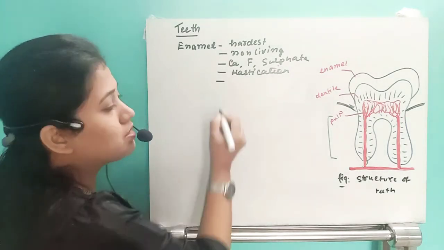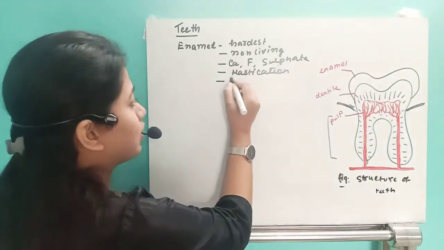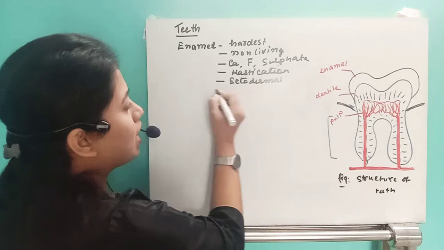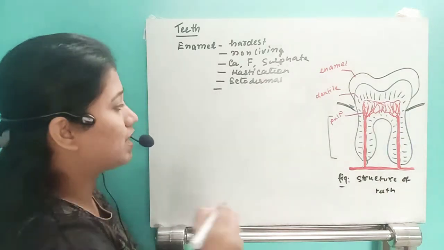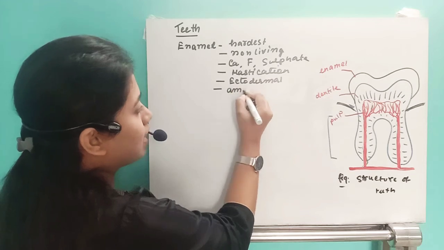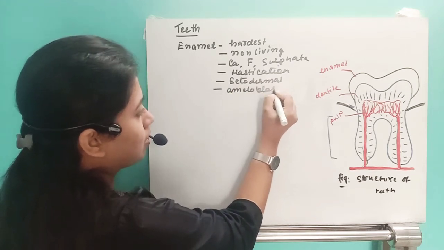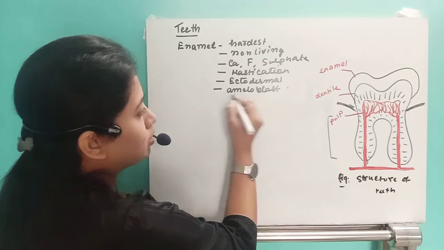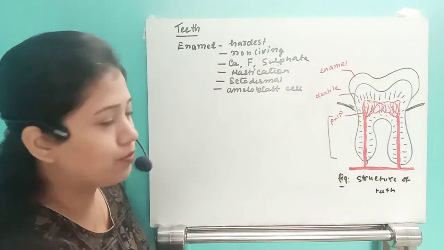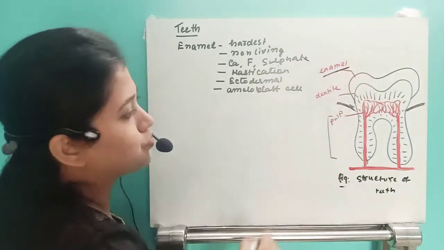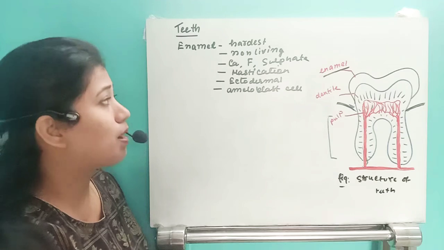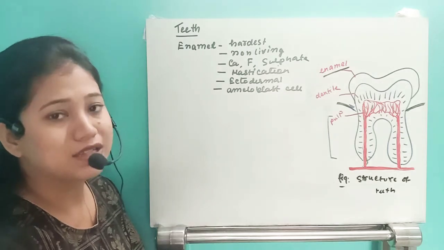Next, what is the origin? The origin is ectodermal. It is ectodermal in origin. It is developed from one cell, called the ameloblast. So it originates from the ameloblast cell. So that is the enamel part. Remember, the enamel is the hardest, non-living part, which has calcium, fluoride, sulfate.